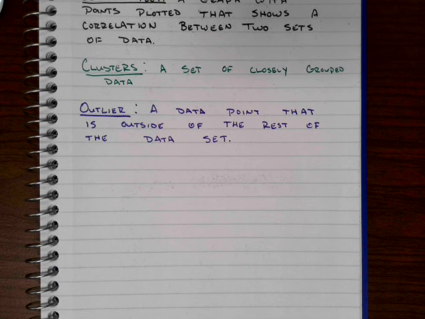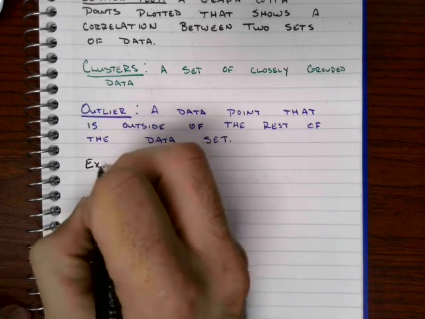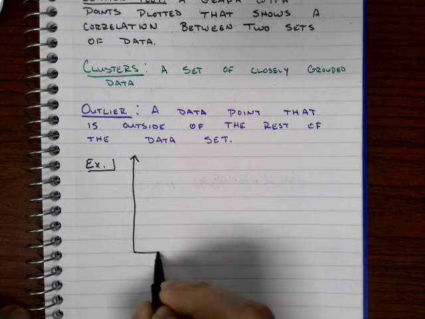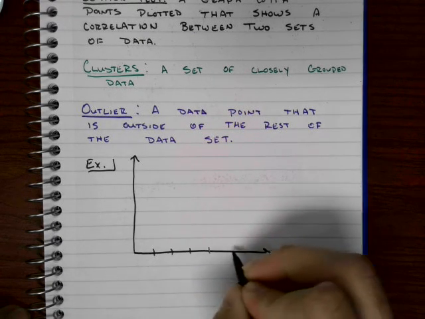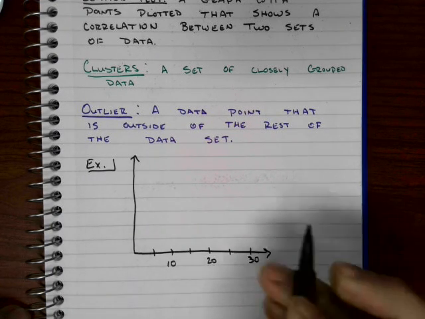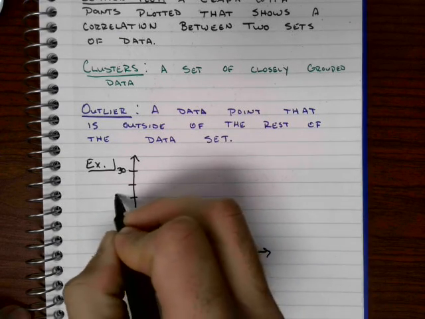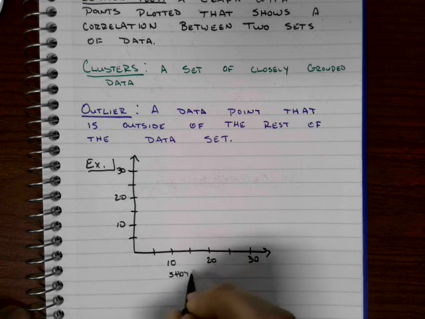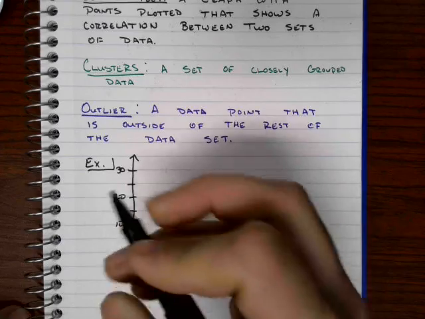So we're going to draw an example data set here. And I'm going to circle our outliers and our clusters so we can visually see what those look like. So we'll count by fives, and we'll do the same here. And we'll say these are shots, as in basketball, attempted, and shots made would be over here.